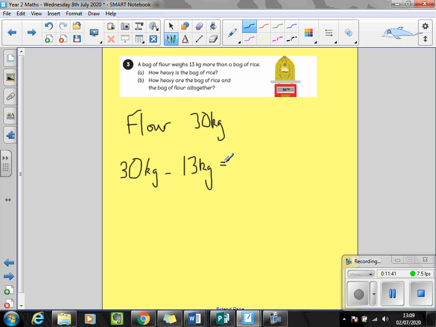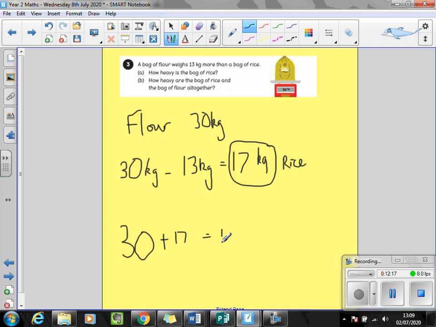of the rice. So 30 take away 13 leaves us with 17 kilograms. Okay, so this 17 kilograms is the weight of the rice. So that answers the first question. We can then use this information to answer question B. How heavy are the bag of rice and the bag of flour altogether? So we know the flour is 30 kilograms. We know the rice is 17 kilograms. So the complete weight of the rice and the flour is 47 kilograms.